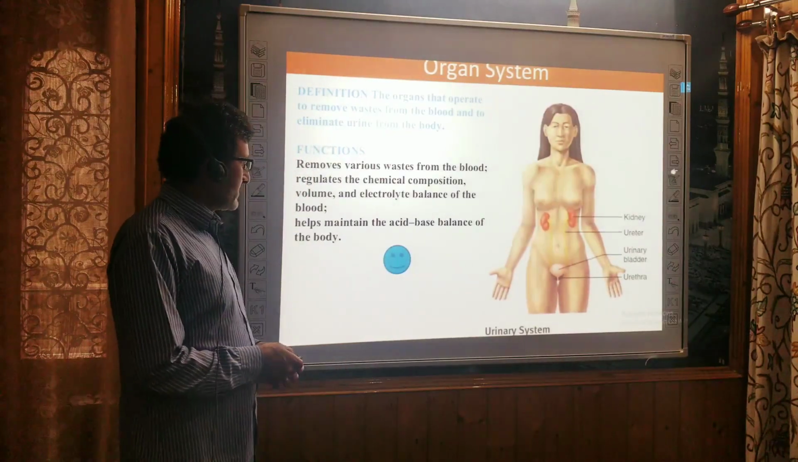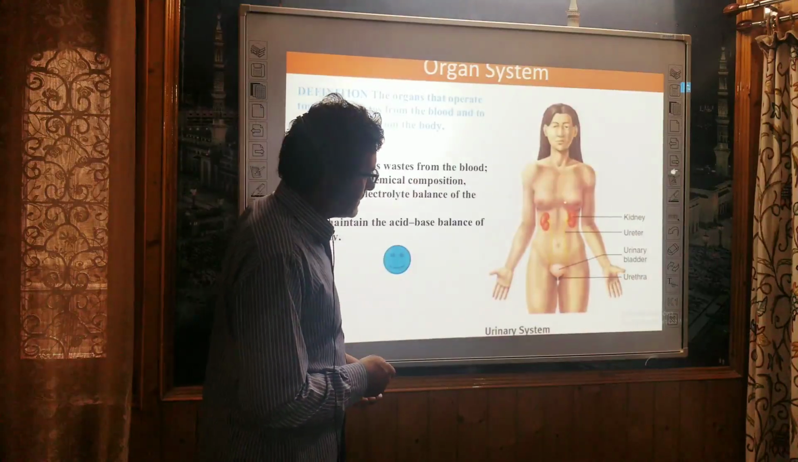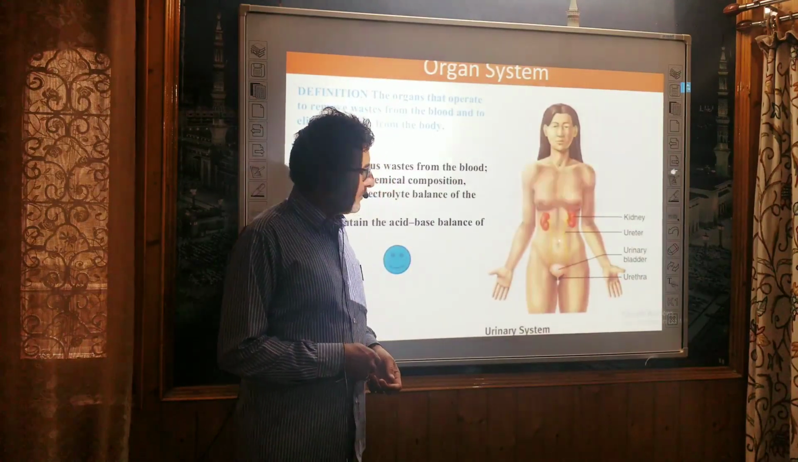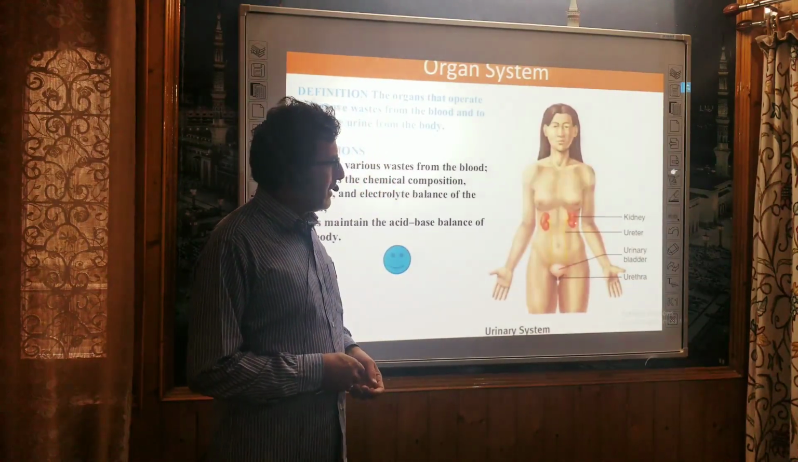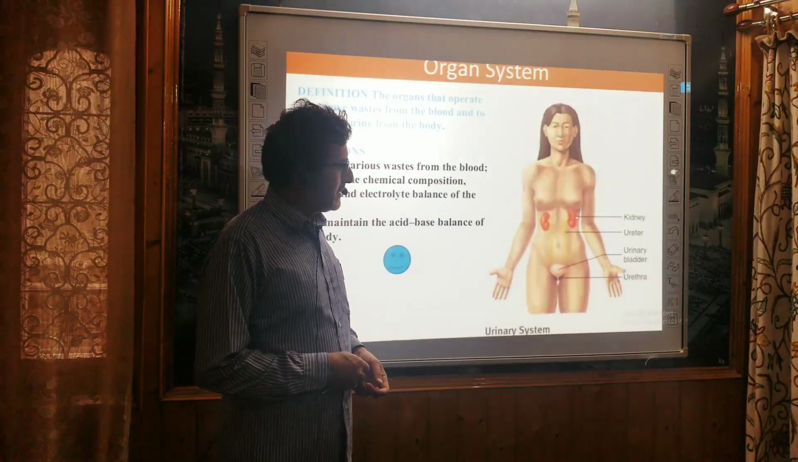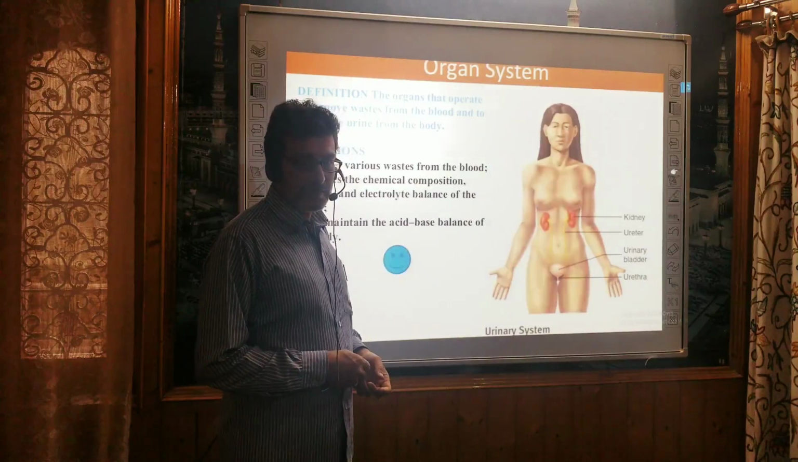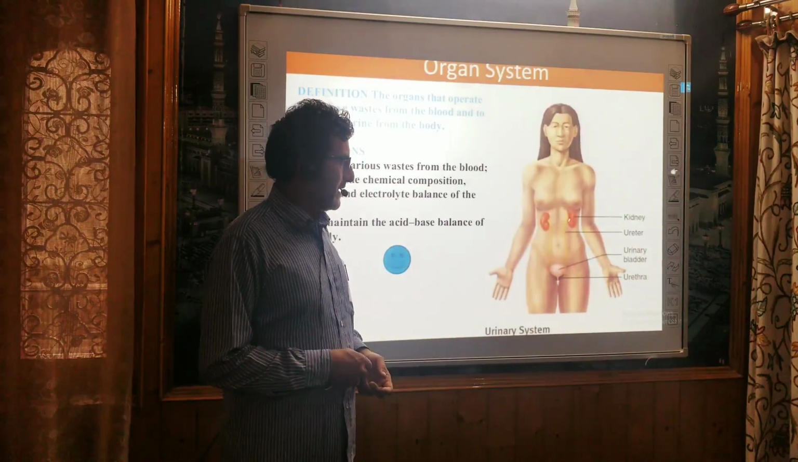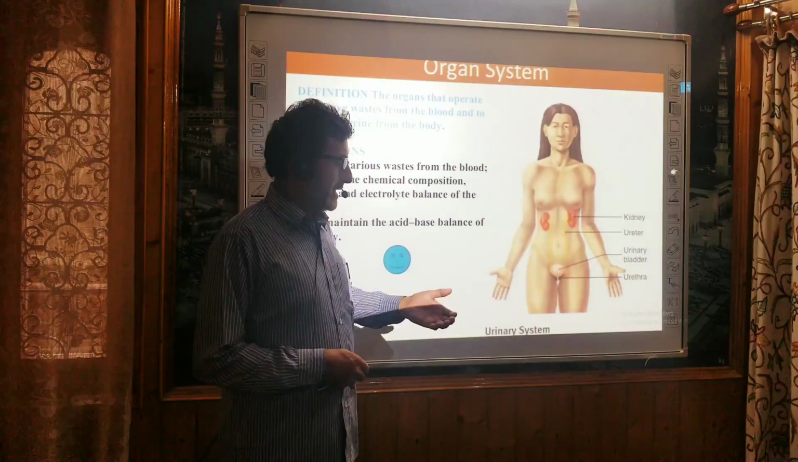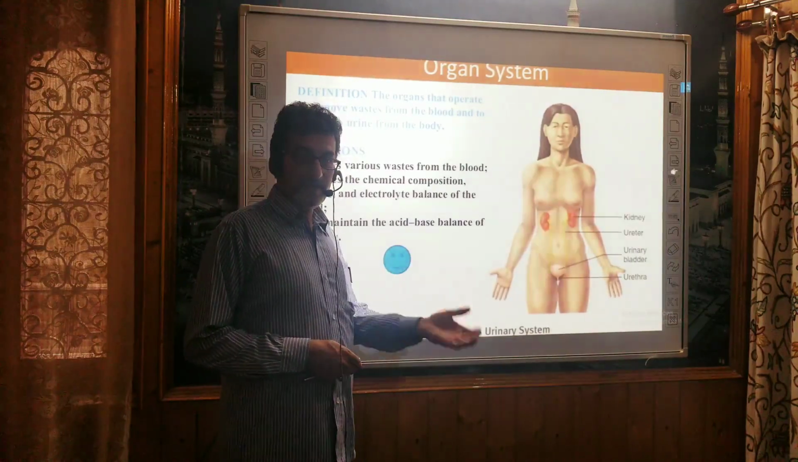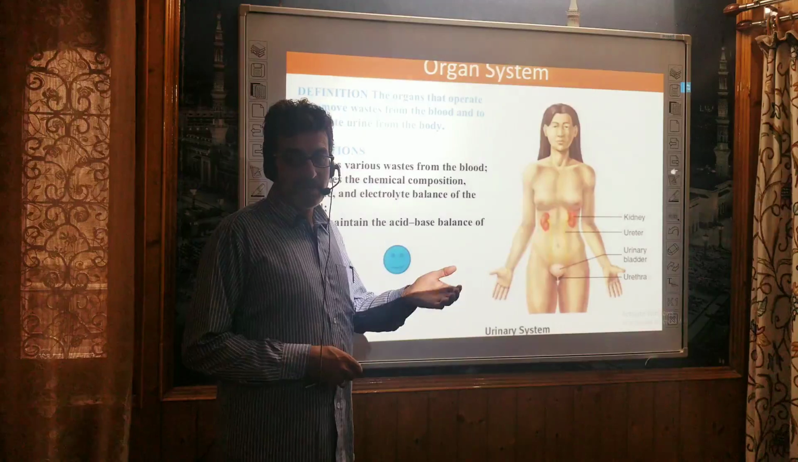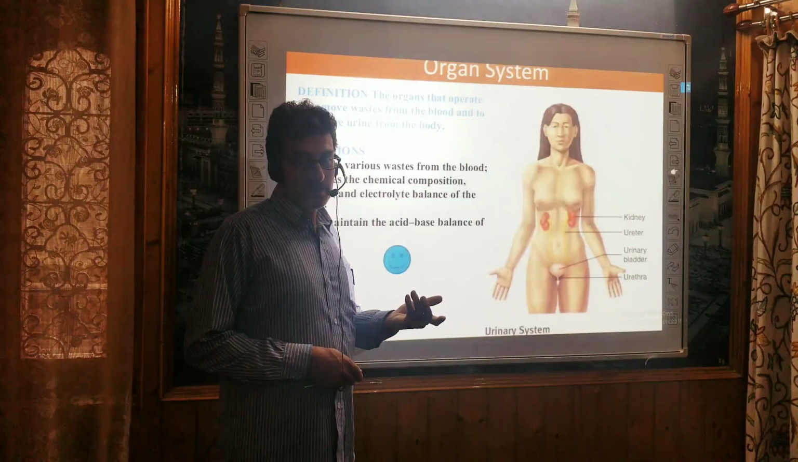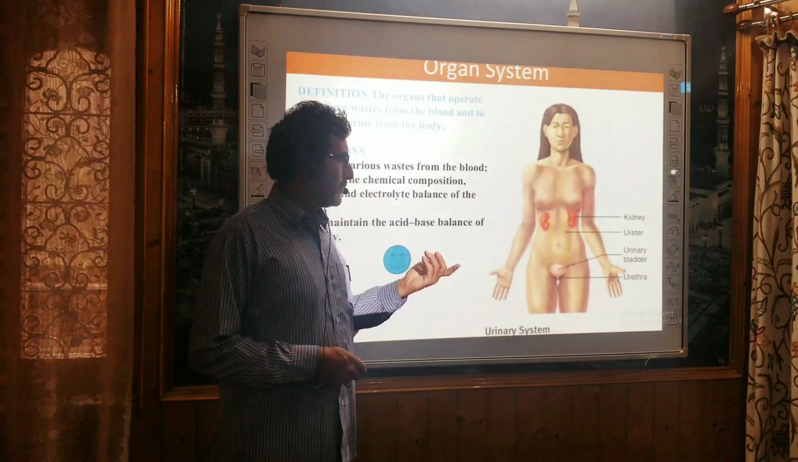Now, this is the urinary system, that is the excretory system: kidney, ureter and urinary bladder. How does the kidney purify the blood? It is composed of millions of nephrons. Each nephron is the functional unit of the kidney. It helps us in the excretion of nitrogenous wastes. Those wastes, that is urea, are very harmful to our body, so we have to remove them.